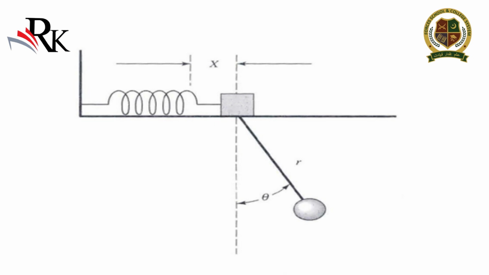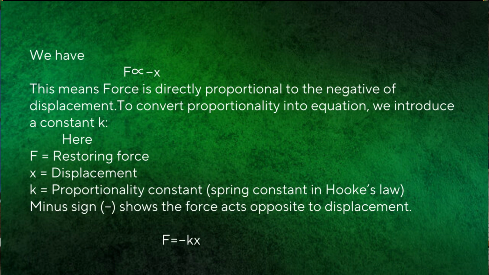Important terms: displacement, x: distance of the body from the mean, equilibrium position. Restoring force: always pulls the body back toward the mean position. Example, a stretched spring pulls back. Example, a pendulum string pulls it toward the center. We have F is proportional to the negative of x. This means force is directly proportional to the negative of displacement.